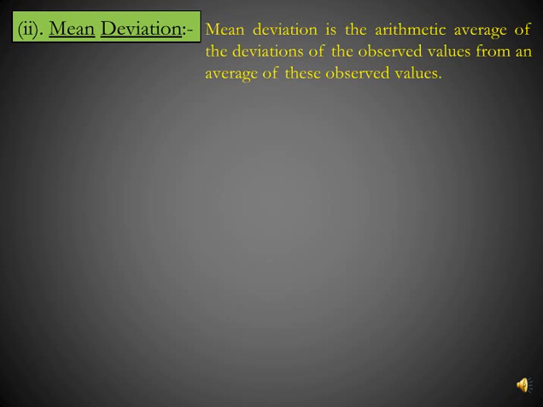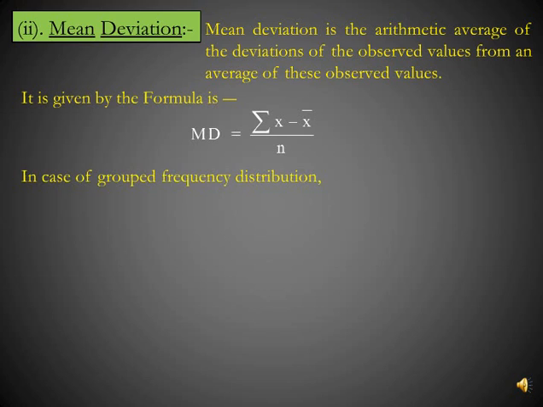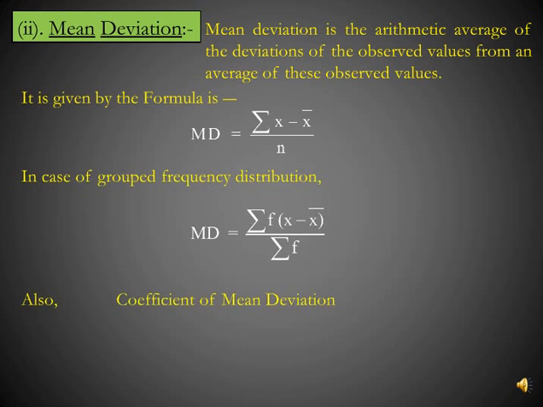Second is mean deviation. Since range is based on only two observations, it is not regarded as an ideal measure of dispersion. So a better measure is mean deviation, which is based on all the observations. So mean deviation is the arithmetic average of the deviations of the observed values from an average of these observed values. It is given by the formula: mean deviation is equal to sigma |x minus x bar| upon n. And in case of group frequency distribution, mean deviation is equal to sigma f |x minus x bar| upon sigma f. Also, coefficient of mean deviation is equal to mean deviation upon mean into 100.